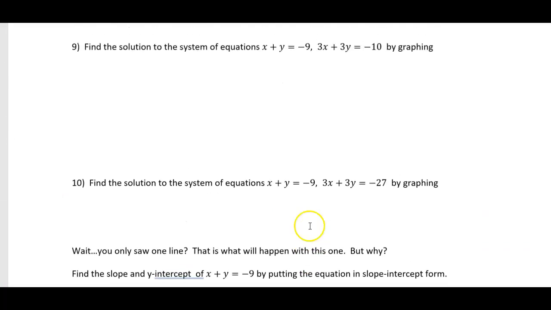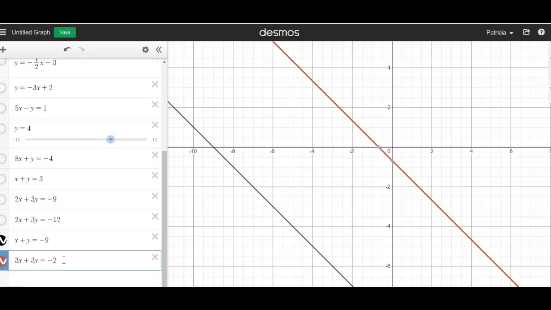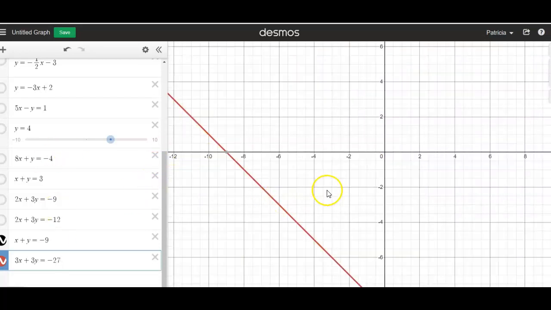So now, what if I change this up a little? I have x plus y equals negative 9, and 3x plus 3y equals negative 27. Watch what happens. I just changed this negative 10 to a negative 27. Wait, where'd the line go? Where'd it go? I'm going to shut that red line off. Oh, look. It's right on top of the black line. They are the same line.